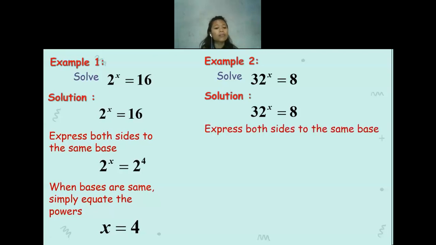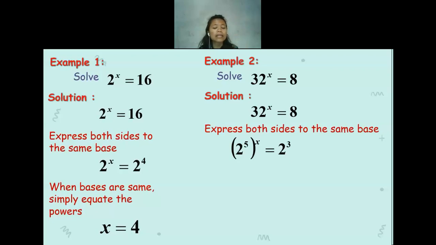You know that 32 can be broken down into 2 to the power of 5. How do you get it? You can use the factor tree. 32 divided by 2, it will be 2 and 16. The 16 you can break down into 4 and 4. Each 4 you can break down into 2 and 2. So in the end of your factor tree, you will have 5 numbers of 2. That's why I write it as 2 to the power of 5.